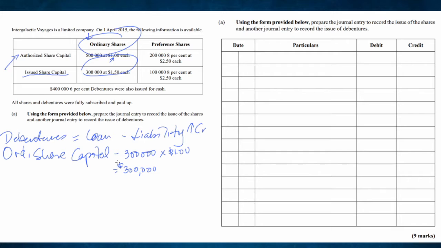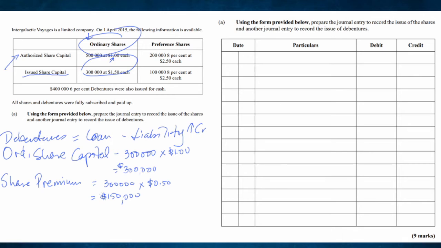But there's an extra 50 cents to account for. So while they're supposed to be issuing shares at $1 each, dollar being the par value, they actually issued at $1.50. That extra 50 cents is what we refer to as share premium. And this is another account we have to take into consideration. So the share premium is 300,000 shares multiplied by that 50 cents. Remember, share premium is the difference between the par value and the issue price of a share. So in this case, this is $150,000.